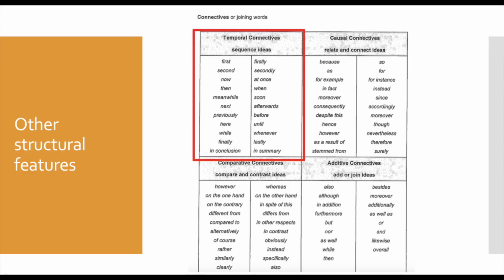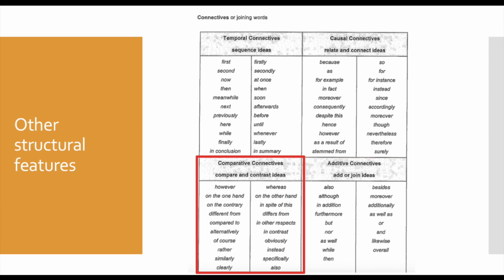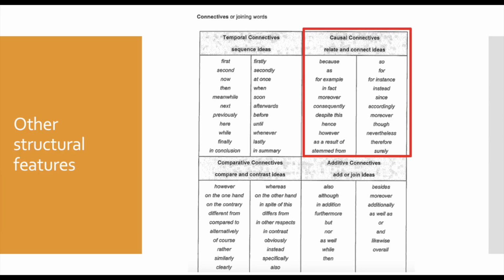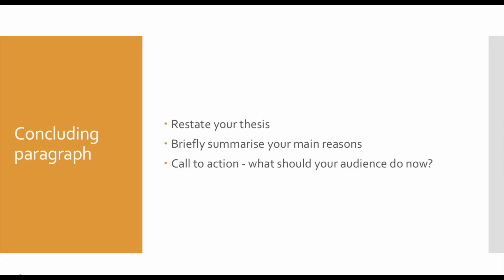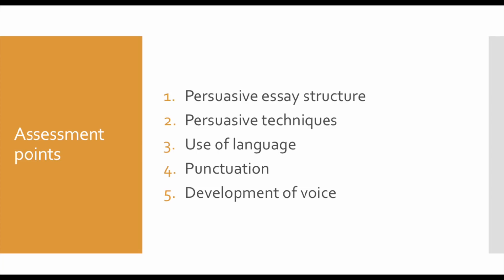You can also improve your structure with things like connectives, which help to order your ideas. So firstly, secondly, additionally, or furthermore, or comparatives. So things like conversely, on the contrary, or nevertheless. Finally, your conclusion needs to restate your overall position, so your thesis. It needs to briefly summarize what your 3 main arguments were, and provide a call to action, so what should your audience do now?